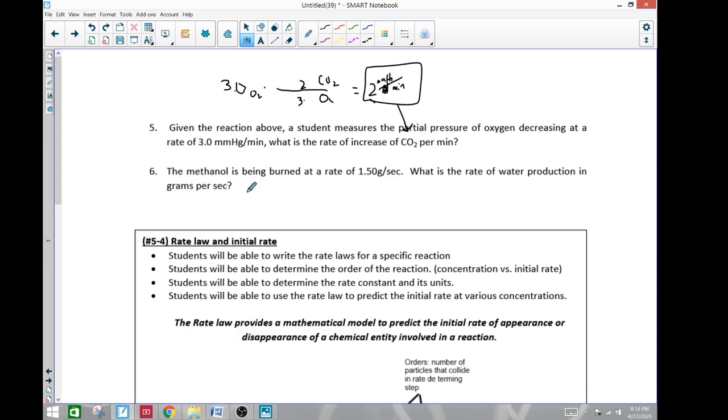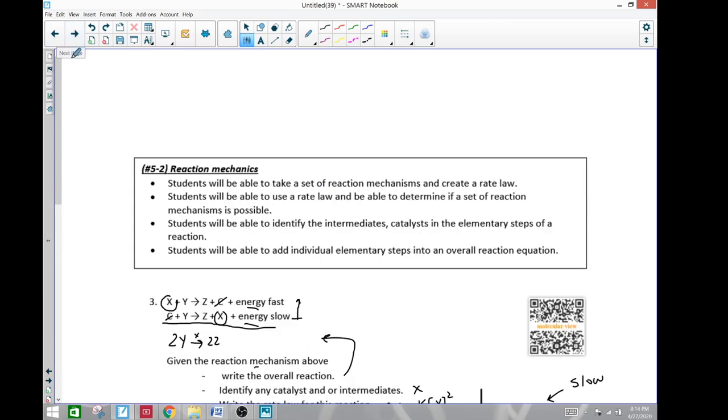Okay, the methanol is being burned at a rate of 1.5 grams per second. What's the rate of water production? Okay, so we'll go this way. We have 1.5 grams per 1 second. Okay, this is of the methanol. I want to get rid of the methanol, and I want to go to the H2O. What's our ratio? Let's go back here again.